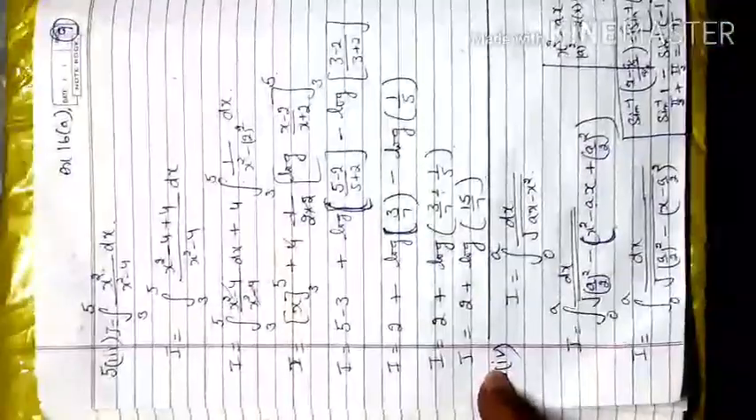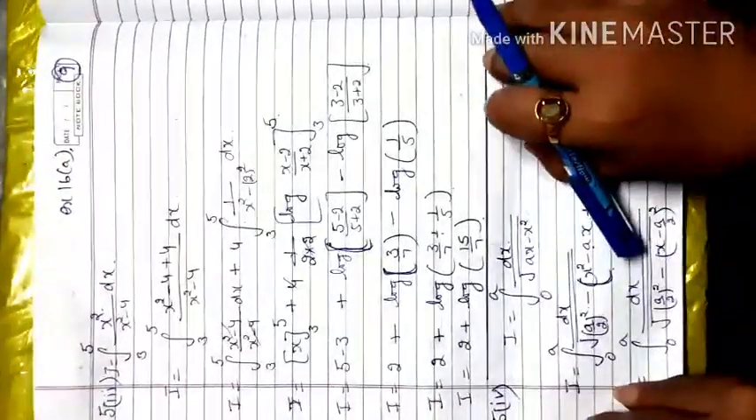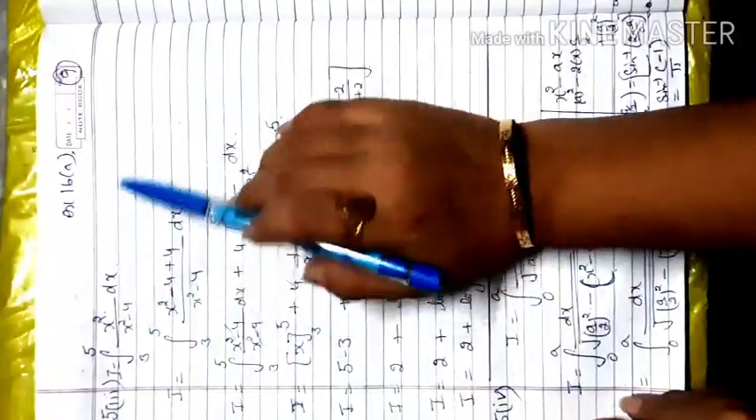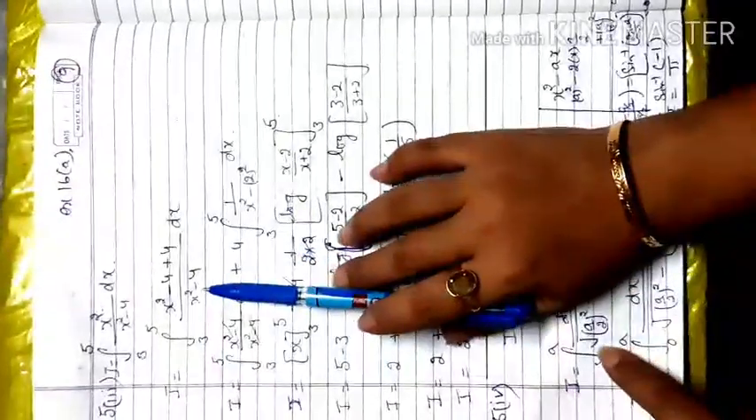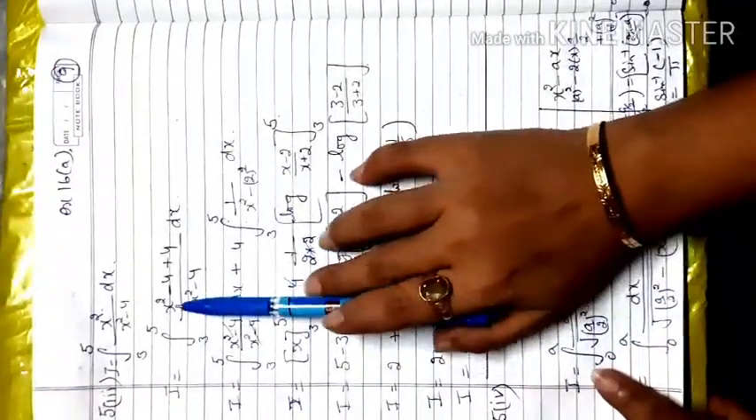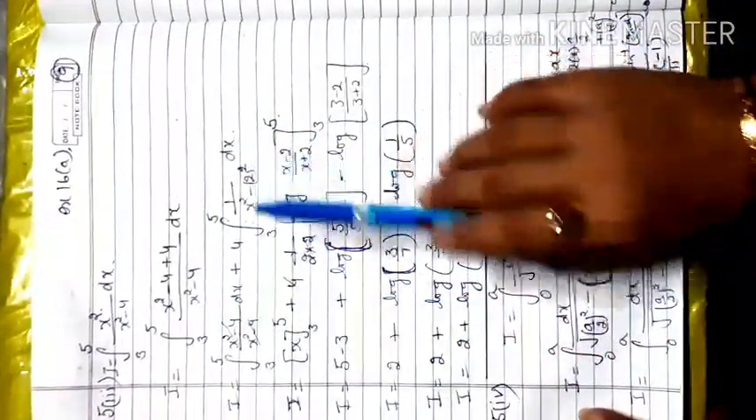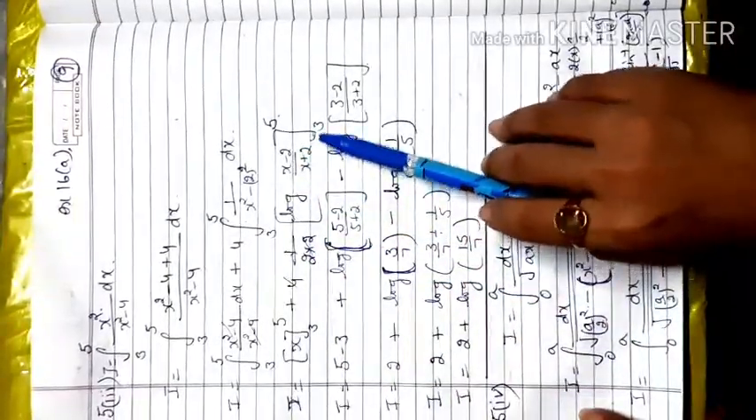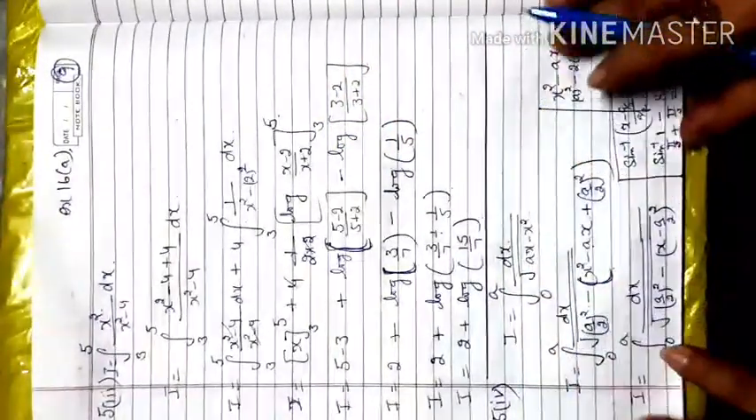Next is fifth question, third part. Here your limit is 3 to 5 of x square by x square minus 4 dx. In this type of case, when the power is the same, try to adjust the denominator in the numerator. So write x square minus 4 plus 4, and separate the terms. Integration of 1 is x. Then for x square minus a square, the rule is 1 by 2a log of x minus a by x plus a. Now apply the limit. After applying the limit, you will get 2 plus log 15 by 7.